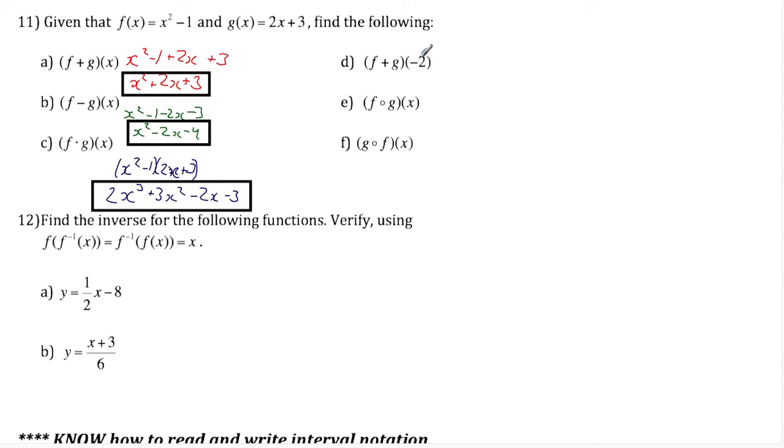Here, f plus g. Whoa, no, it's not x anymore, it's negative 2. So here we're just going to have the f plus g function, which we know is x squared plus 2x plus 3. And that's this part here. And instead of x, we're replacing the x with a negative 2. So we get negative 2 squared plus 2 times negative 2 plus 3. So we get 4 minus 4 plus 3, so that just equals 3. Done.